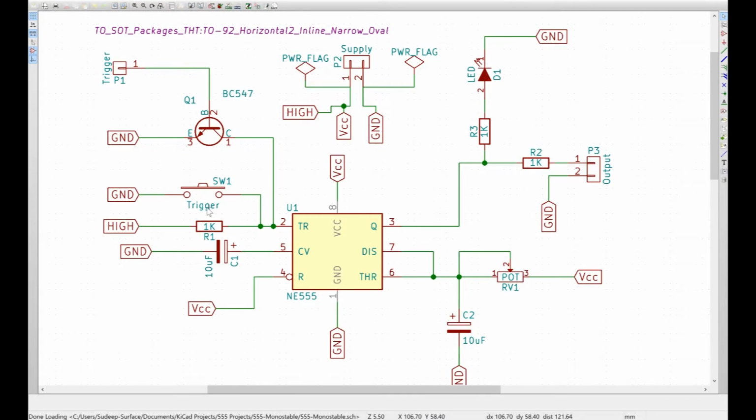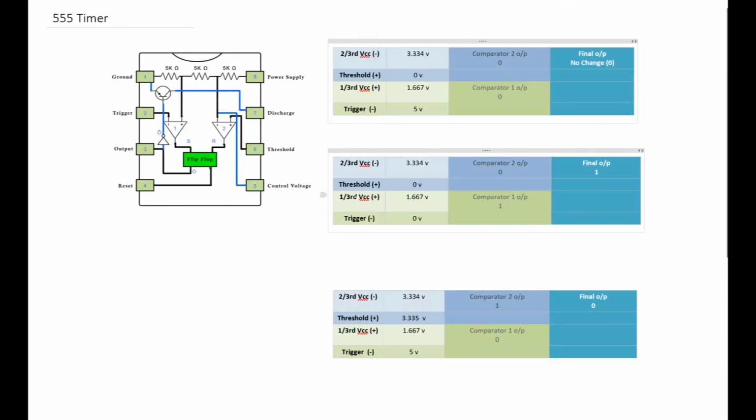Now let's say we go over here and press this trigger button. When we do the trigger, this is similar to what we had done for the bistable mode. When we press the trigger button, we get a 0 volt on the trigger pin, right? That's what we are saying is triggering.